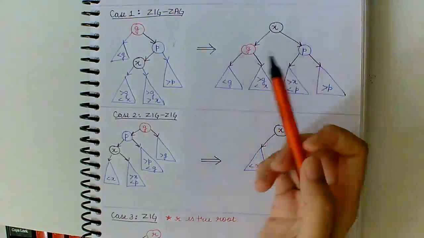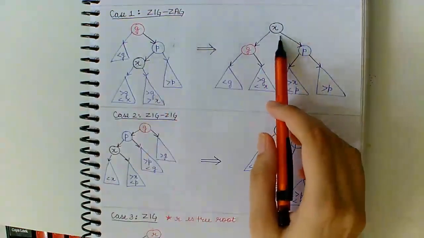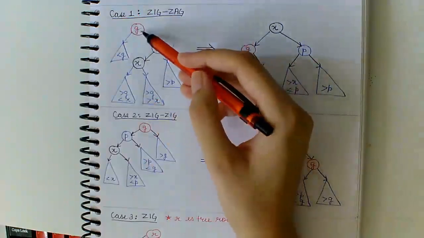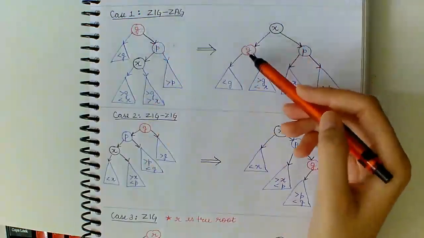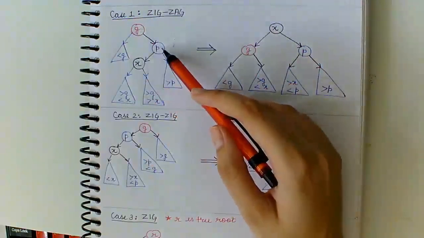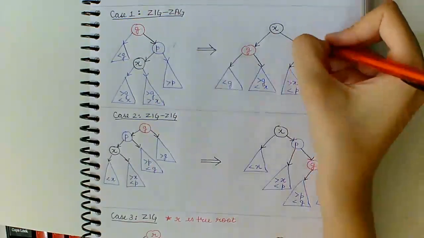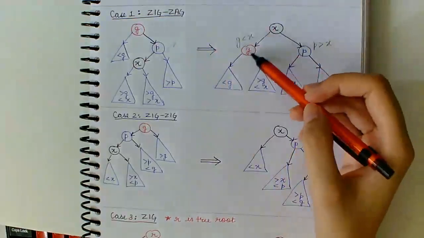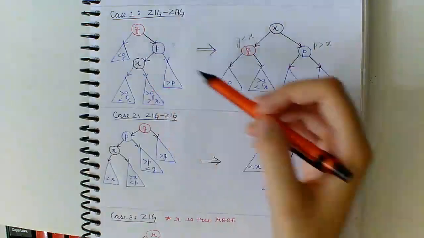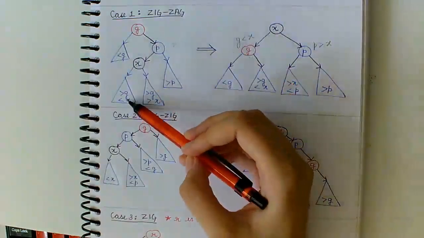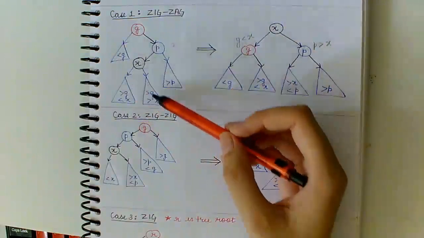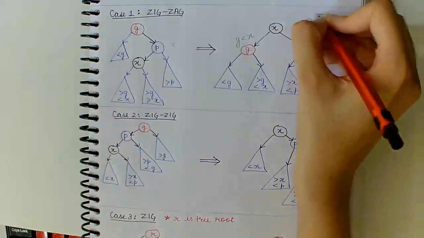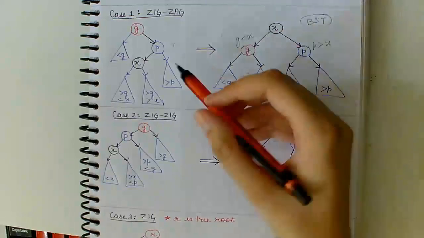As you can see, x comes to the top and x belongs to the right subtree of g, hence x is greater than g. So g becomes its left child and p becomes its right child, as the value of p is greater than x and the value of g is less than x. So g's left child remains the same, while x's left child becomes g's right child and x's right child becomes p's left child. We can see it still holds the BST properties.